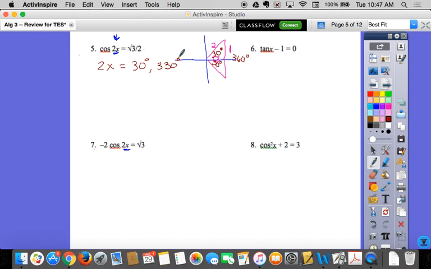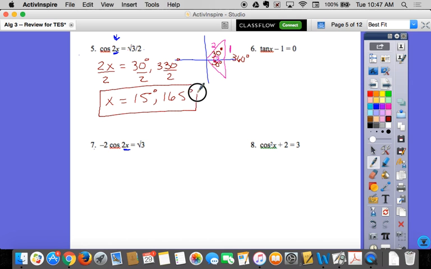You've got 2x. Don't leave him until you get this 2 off of it. Come through and divide through by 2. Now we've got 15 here. And I do believe that is 165. Yes, it is. Oops, not an equal sign. I need a comma. Okay, 165, and these are degrees. There we go. That's my 2 answers.